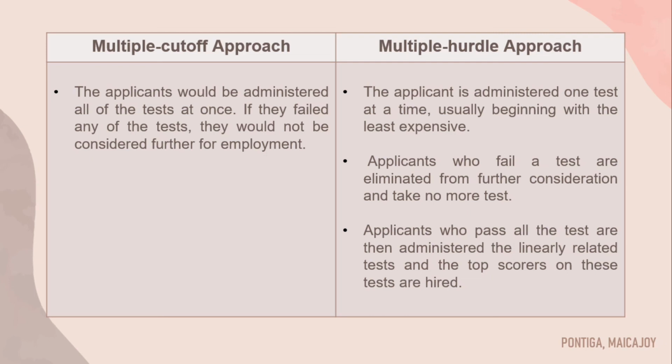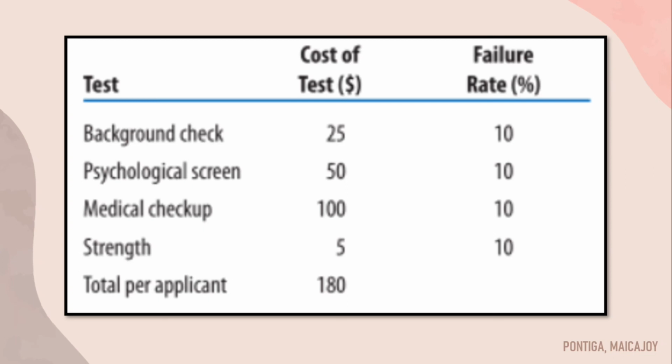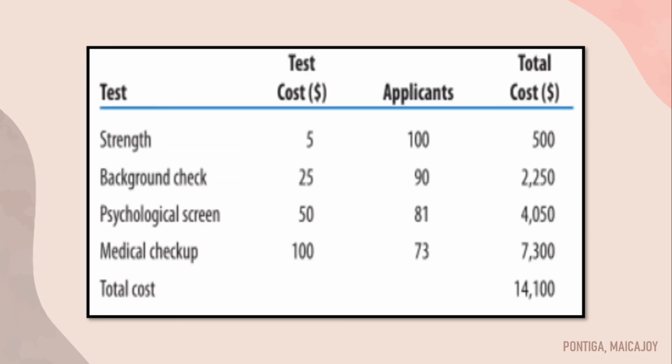the example. First is multiple cut-off approach. So, as you can see po, dyan sa picture, 180 po ang total ng cost of test. So, kung 180 po ang total ng cost of test, sa bawat isa sa 100 applicants, ibig sabihin po, 18,000 ang total cost ng isang organization para makapag-administer ng test ang lahat ng applicant.